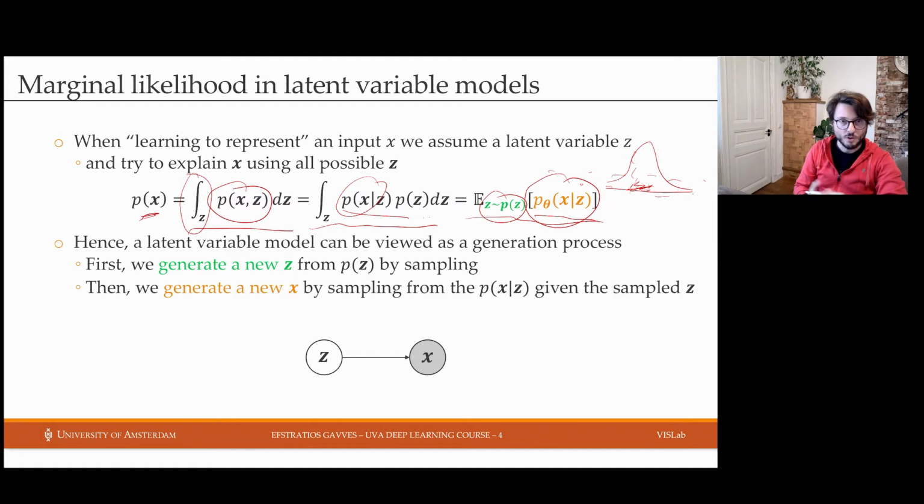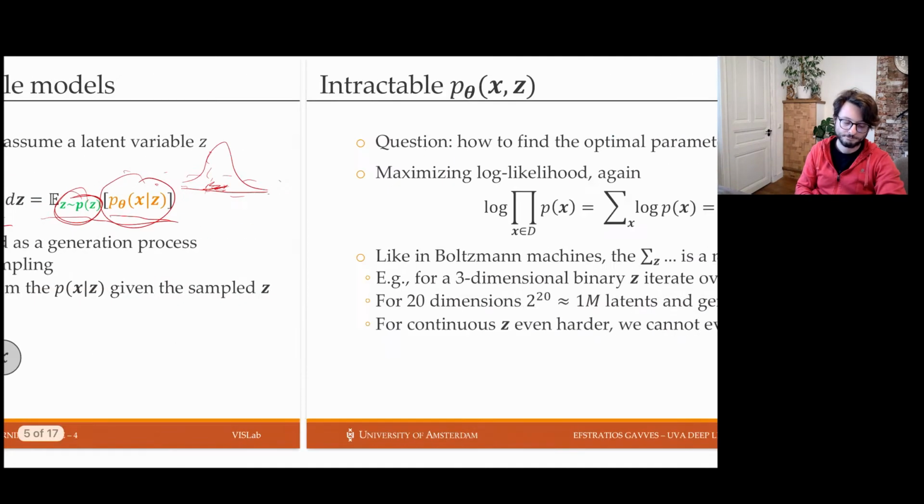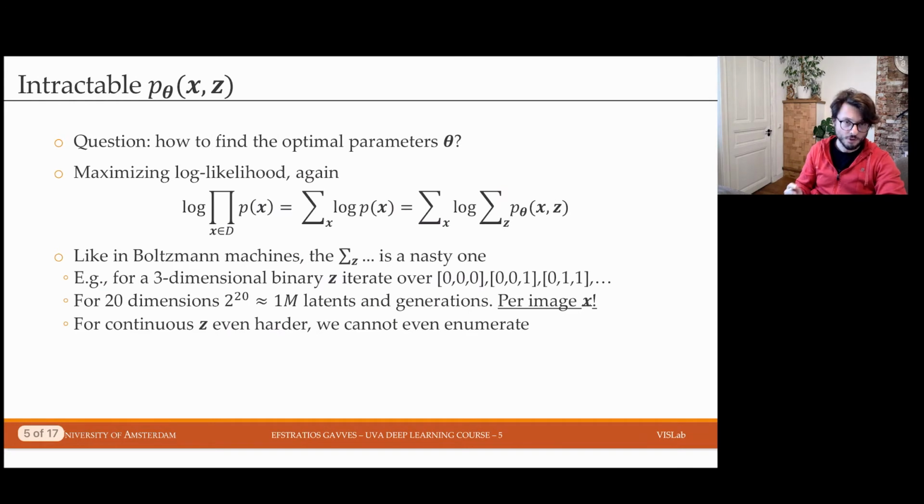A latent variable model can also be viewed as a generation model, so a generation process. First, we generate a new sample, in our expectation, from the prior. And then, given this sample, we can generate a new observation point, x. Unfortunately, the joint likelihood is not always tractable, or, well, anyways, it can be hard to compute.